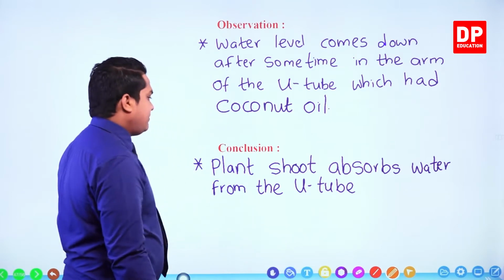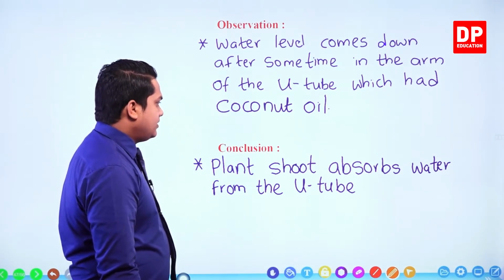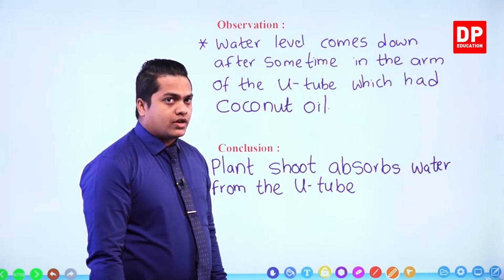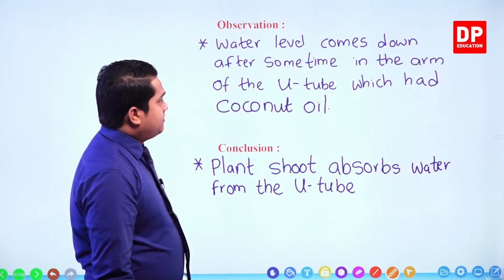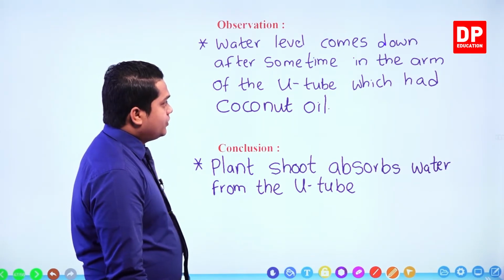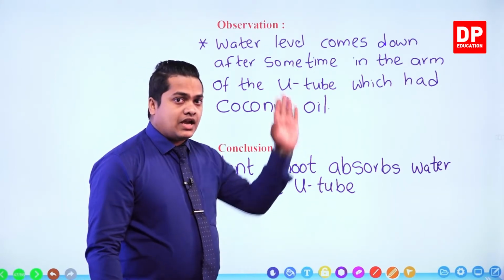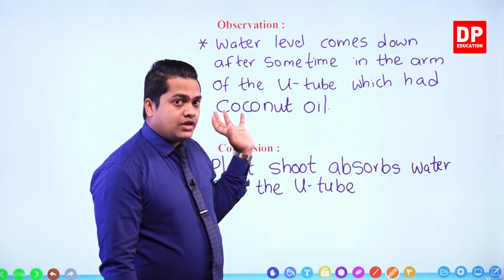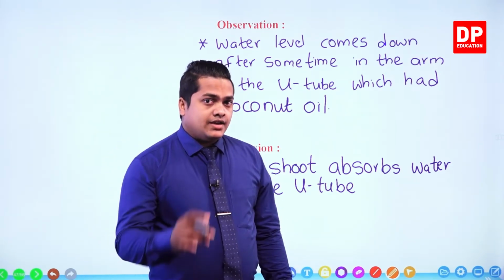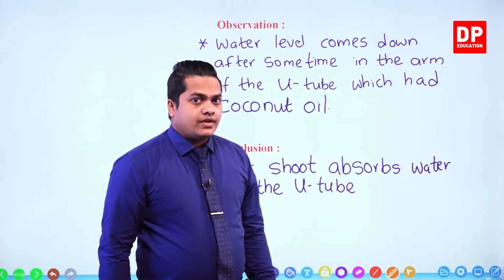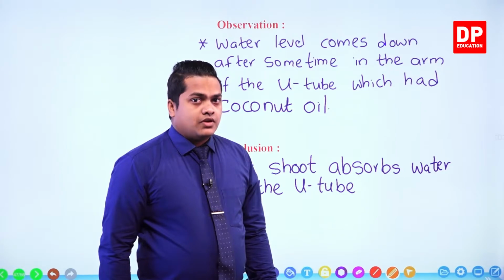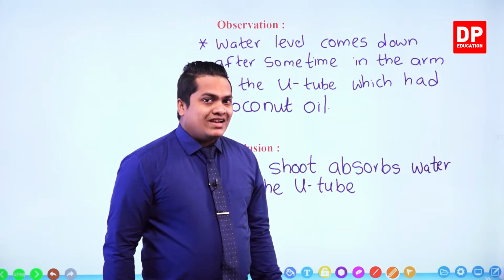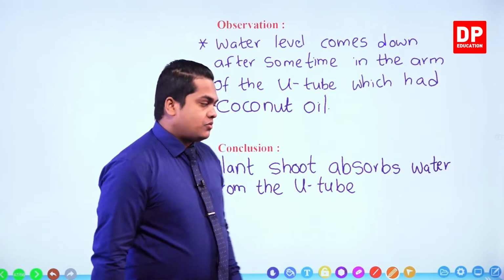So here we can say that the plant shoot absorbs water from the U-tube. That's why the water level comes down after some time in the arm of the U-tube which had coconut oil. The other side comes down because on this side water is being absorbed. So from this experiment we can say that upon the transpiration process, water is being absorbed by the plant shoot in order to maintain the water balance within the plant.